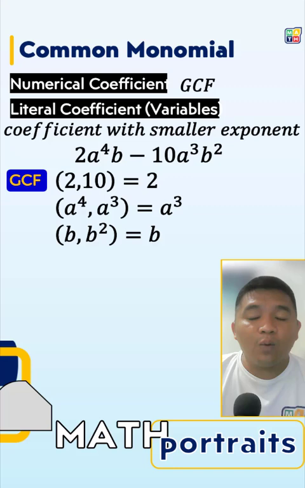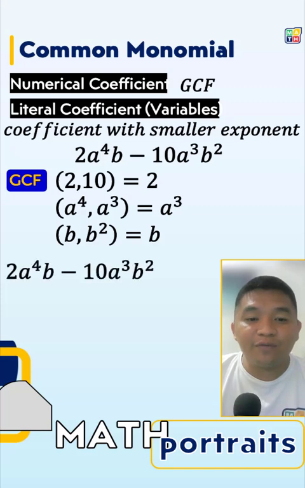For b, we have b and b squared. We know that b has an exponent of 1, so it's the expression with the smaller exponent. The entire product of these three expressions or coefficients corresponds to the entire greatest common factor of the two terms in our expression. Hence, when doing the common monomial factoring, we're going to factor out for this given expression 2a cubed b, because this is the greatest common factor in terms of numerical and literal coefficients.